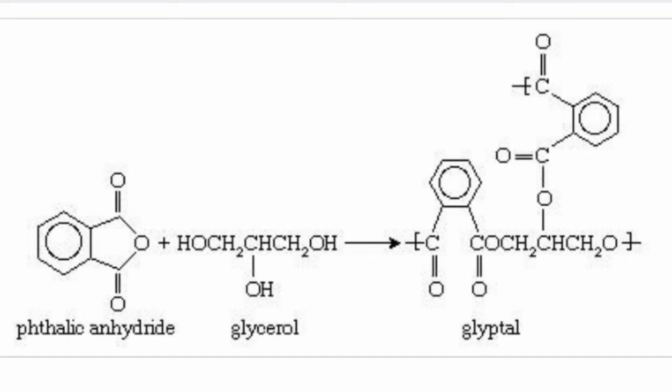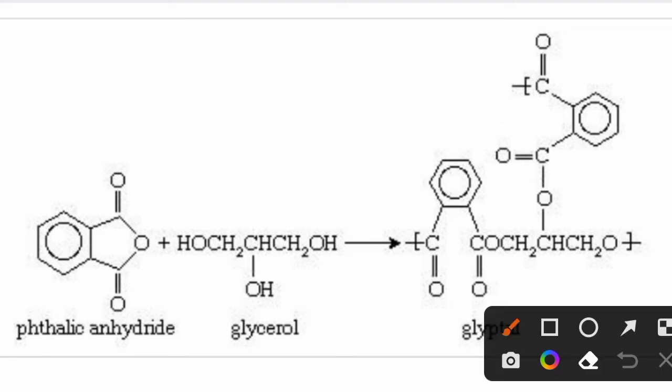Phthalic anhydride: in the aromatic ring, the two adjacent carbons are bonded with C double bond O, and both of these carbonyl carbons are joined with oxygen. This is phthalic anhydride. Glycerol, you can see, contains 3 OH groups in its structure.